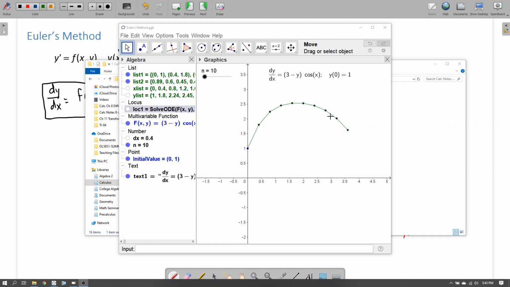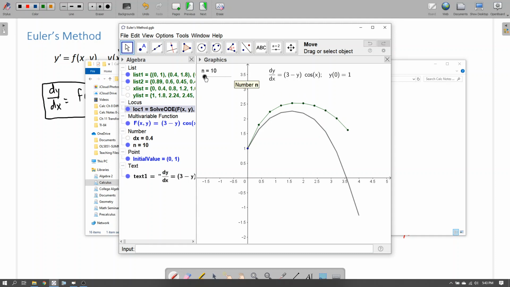So this gives us a rough approximation of the solution. Let's actually see what the true solution looks like. So this is the actual solution curve to this differential equation, and you can see it's at least behaving in the same way, but it's not that close.